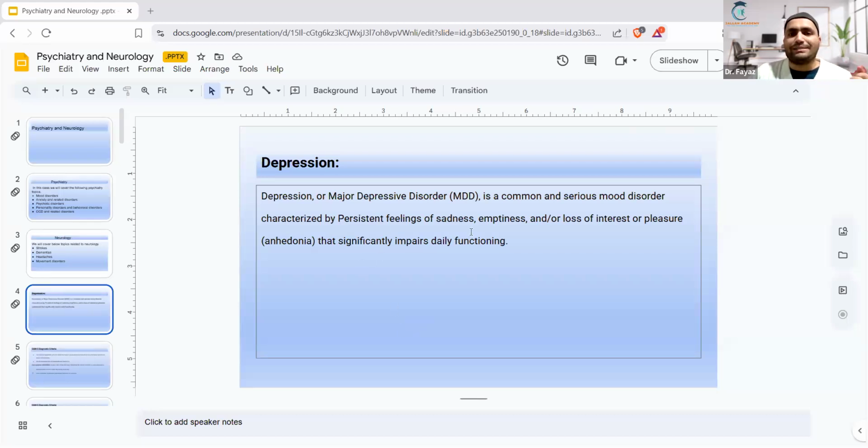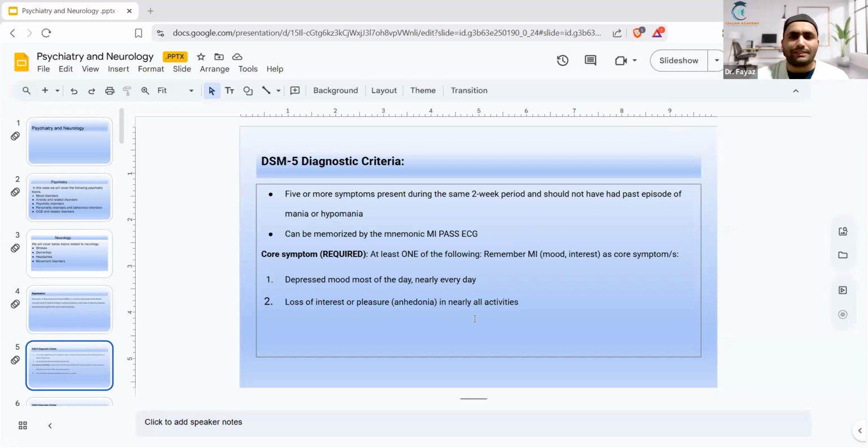By definition, depression is a common and serious mood disorder characterized by persistent feelings of sadness, emptiness, and/or loss of interest or pleasure, which we also call anhedonia, that significantly impairs daily functioning. For diagnosis of depression, we have the DSM-5, the Diagnostic and Statistical Manual of Psychiatry's fifth edition, with its diagnostic criteria. For a major depressive episode, 5 symptoms must be present. Out of the 5, one symptom has to be either low mood or anhedonia. If low mood or anhedonia is not present and other symptoms are present, we cannot call it depression. It is something else that's causing the patient's symptoms.